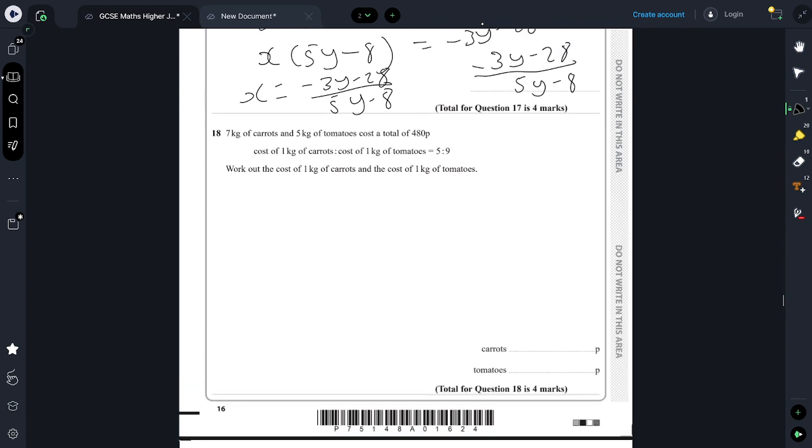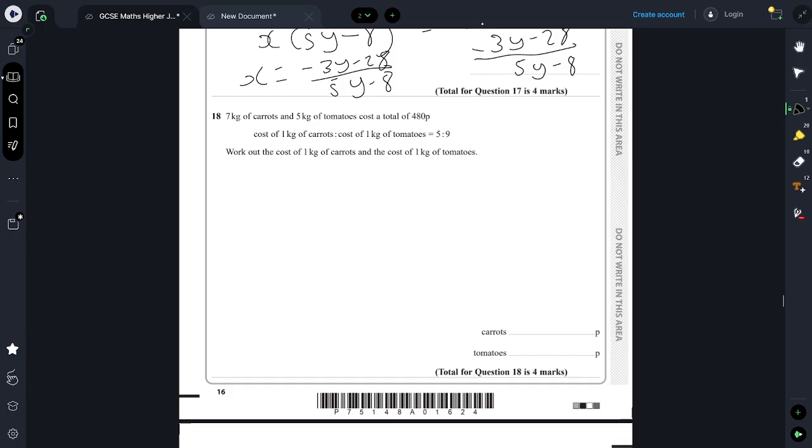But yeah, question 18. I did hear a lot about this question when it came out. I heard a lot of people struggle with a carrot and tomato question, so I imagine this is it. So let's have a look at it.